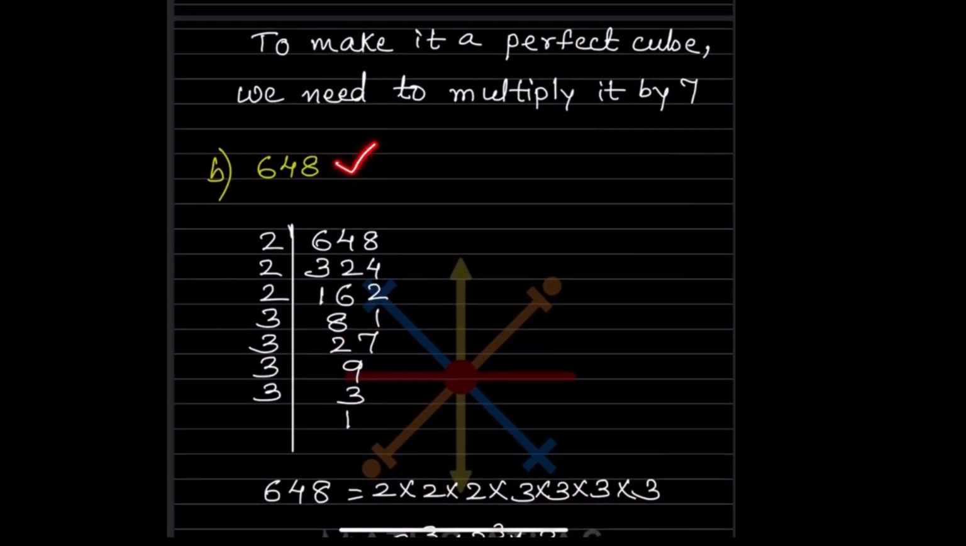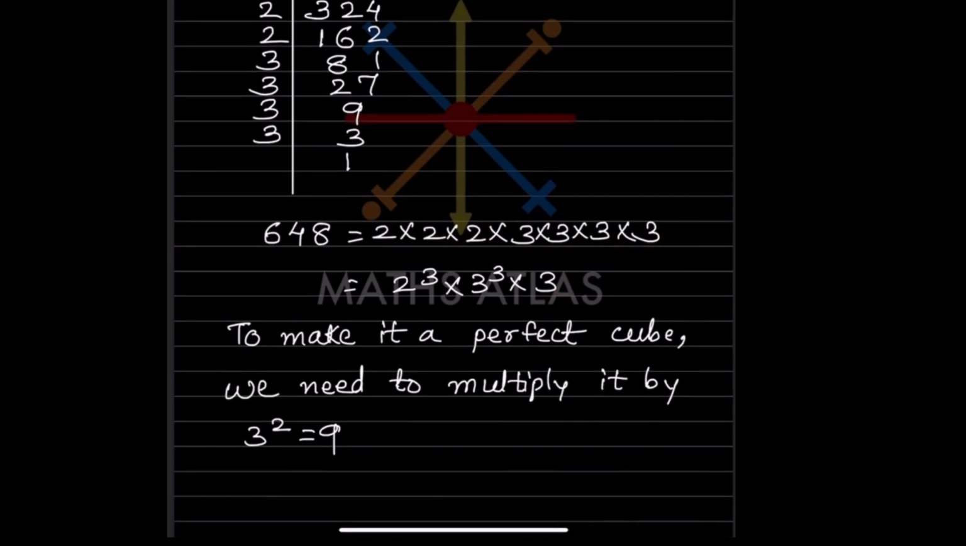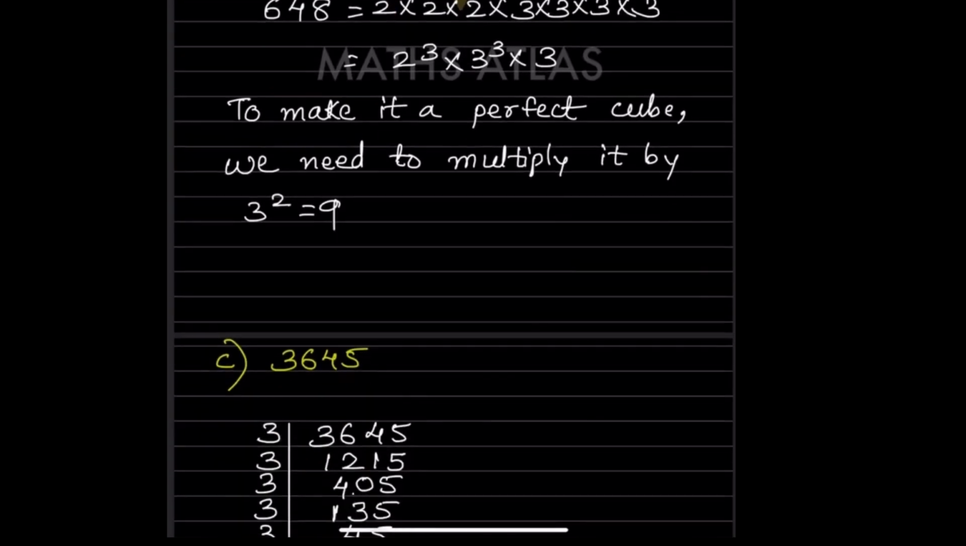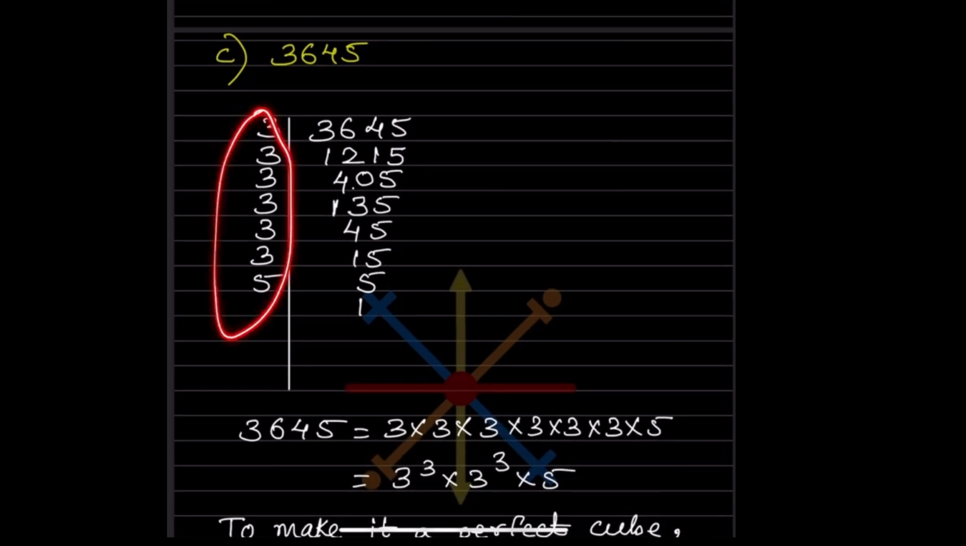Now again here, you have to see the factors of it. These are the factors. So here what we can see, this is 2 cube, again this is 3 cube, and this is alone. So this needs again 2 threes. So to make it a perfect cube, we need to multiply it by 3 square, means 3 into 3, that is going to be 9. Here, these are the factors.